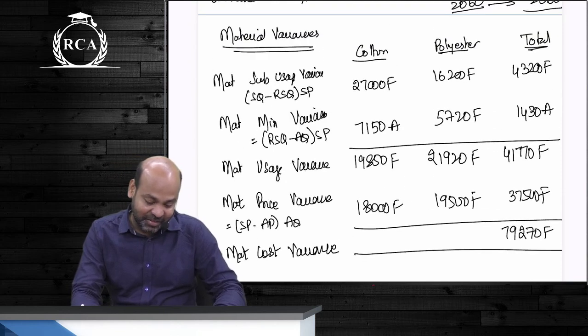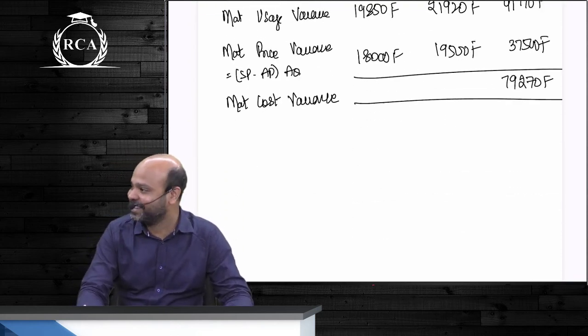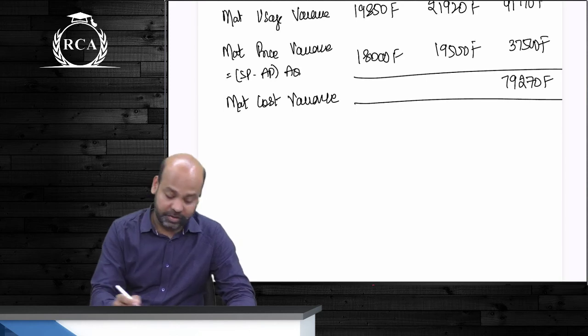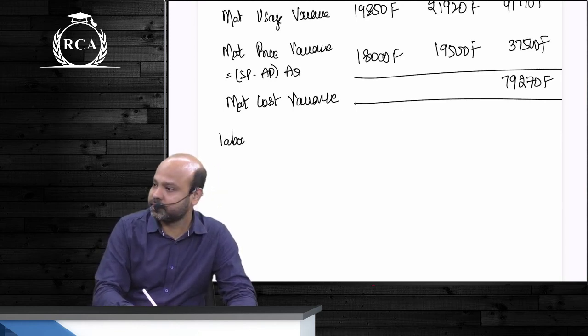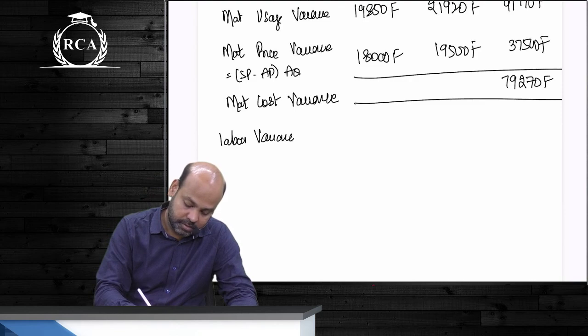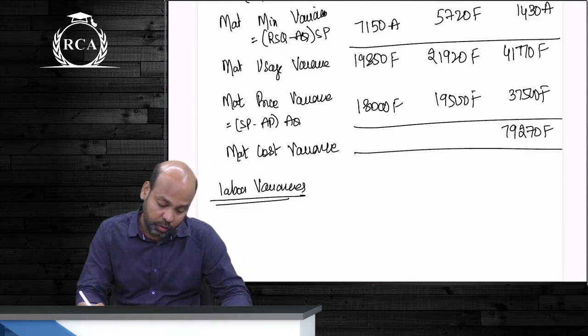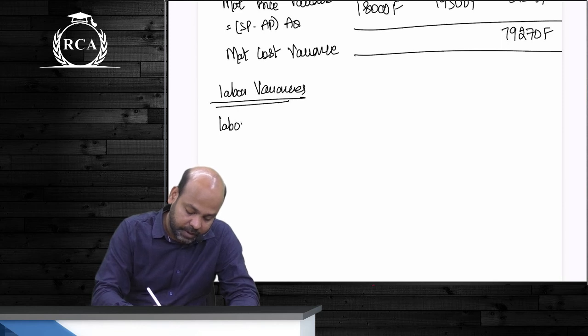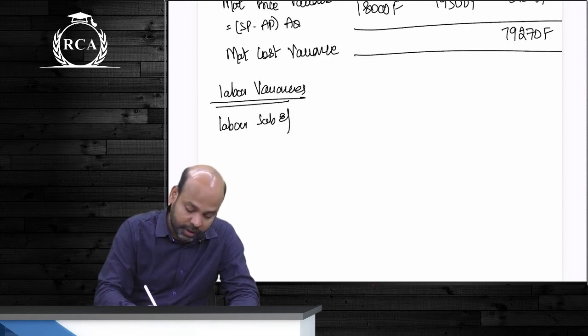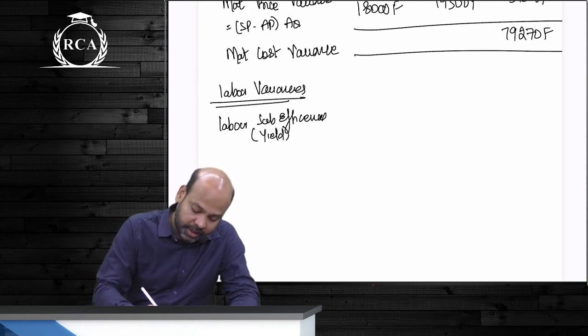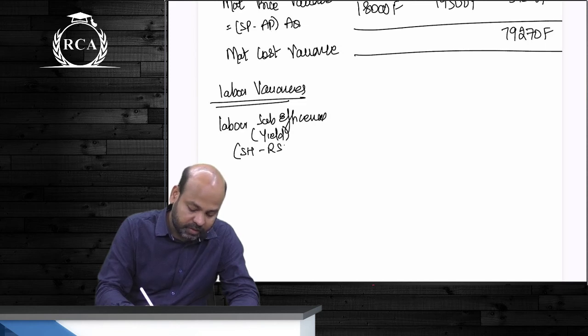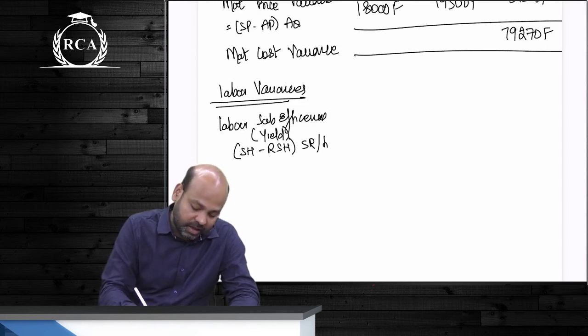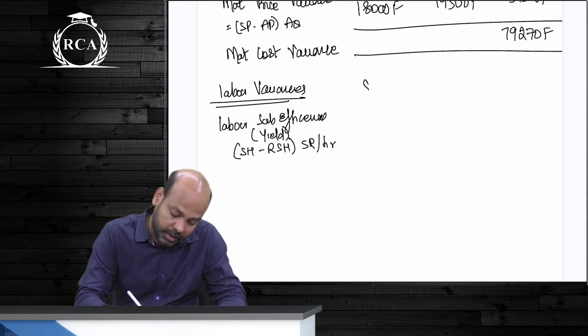Yes guys, are you all done beta? Labor variances, guys, next. In labor variances you will start off with what, guys? Labor sub-efficiency variance, also known as what beta? Labor yield variance. What's the formula for labor yield variance, guys? Standard hours minus revised standard hours into standard rate per hour. Can someone calculate and tell me the values?